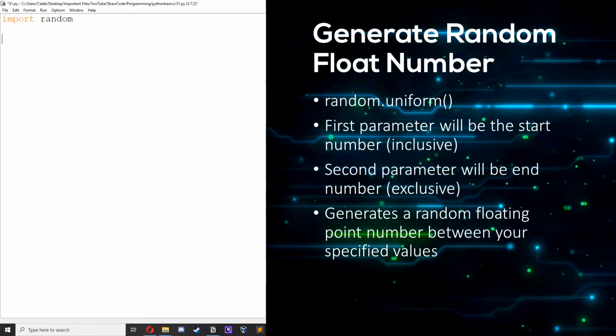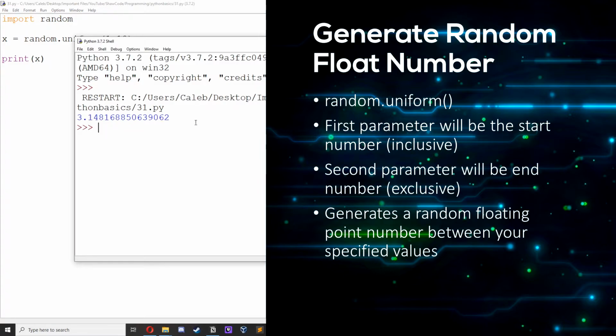So first off, let's import random. Now let's generate a random floating point number between 1 and 10. For this we use random.uniform. Let's just create a variable, so x equals random.uniform between 1 and 10. Print x. And then we get a random floating point number between 1 and 10.